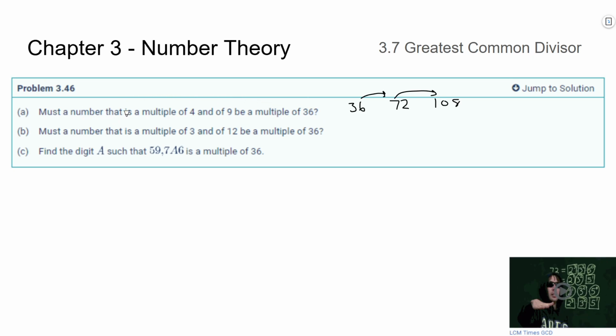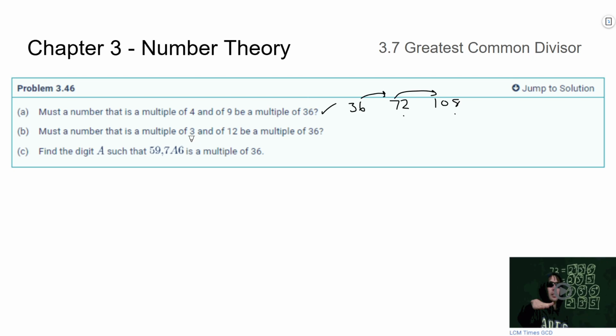So because they're always going to be 36 apart, a number that is a multiple of 4 and 9, so any of these common multiples of 4 and 9, will also be a multiple of 36, right? This is 36 times 2, 36 times 3, and so on. So yes.